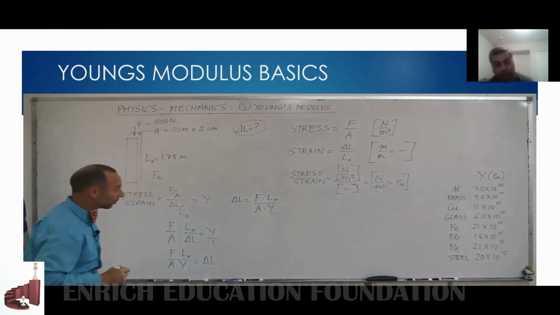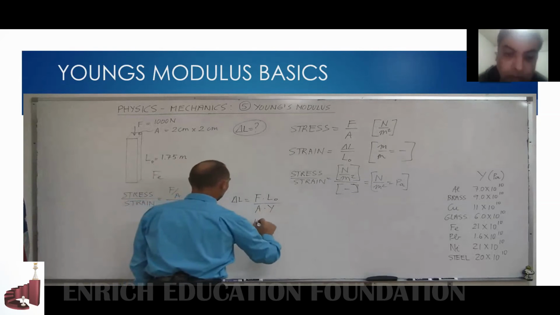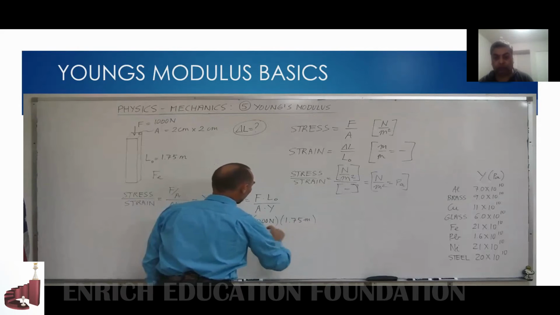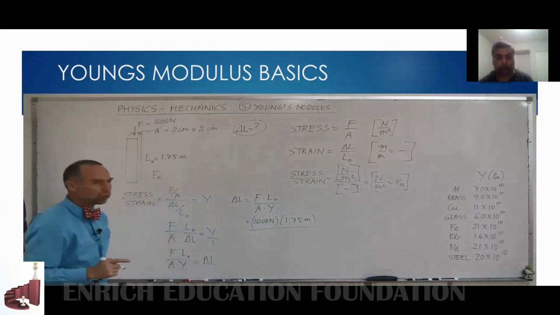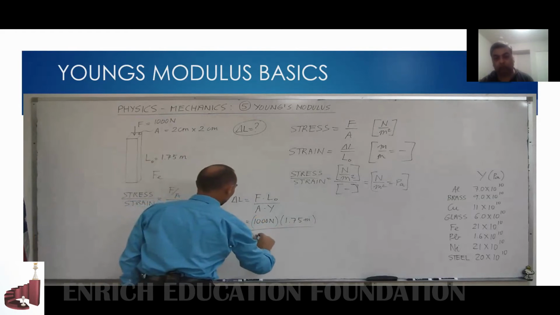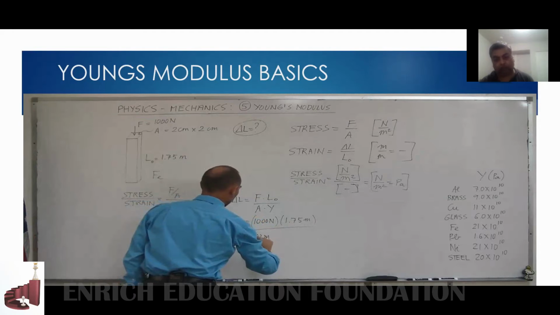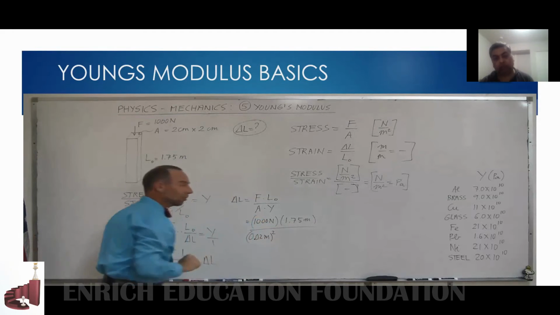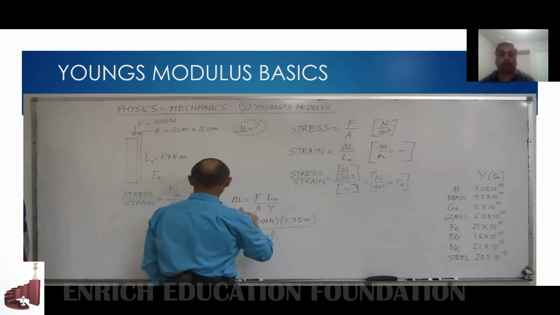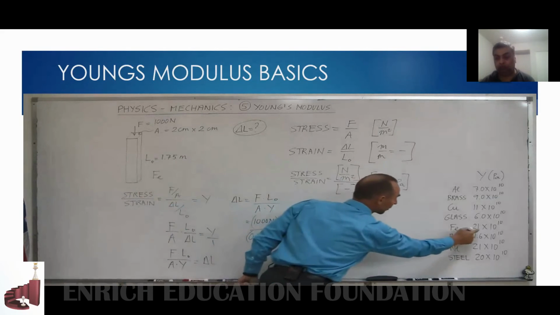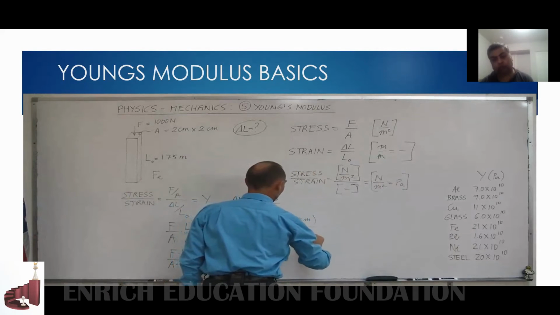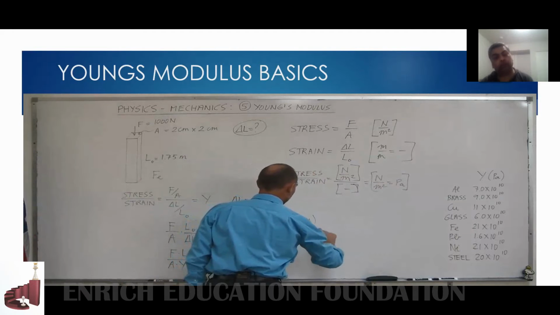And all we have to do now is plug in the numbers. So for the force, we have 1,000 newtons. The original length, 1.75 meters. Cross-sectional area, of course, we have to convert to meters or square meters. So we have centimeters, convert to meters, that would be 0.02 meters. And of course, we have to square that because the area of a square is a side squared. And then we divide that by Young's modulus. Since we're dealing with iron, we're going to pull out Young's modulus right there, which is 21 times 10 to the 10th pascals or newtons per square meter.